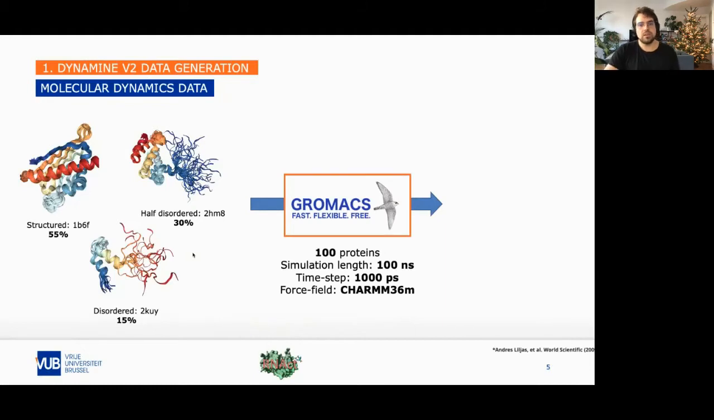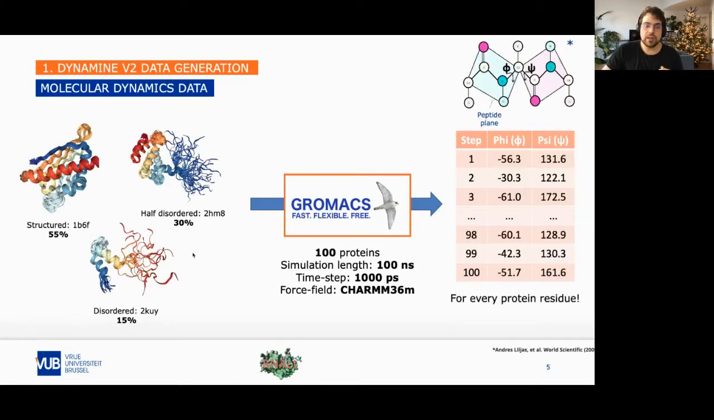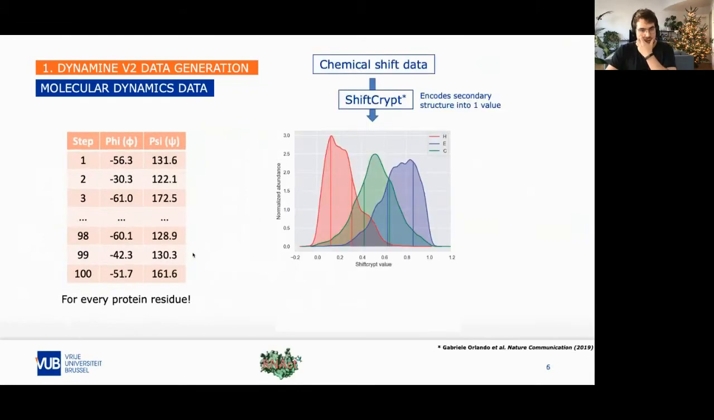Then we ran 100 simulations, one per protein, in GROMACS, for 100 nanoseconds with time steps of 1,000 picoseconds using the force field CHARMM36m. Then, for each amino acid at each time step, we measured the phi and psi angles that it had. In addition to this, we also had chemical shift data for these 100 proteins. What we did with this chemical shift data is we converted it to one value, an encoding, with ShiftCrypt, which is software we developed in our lab.